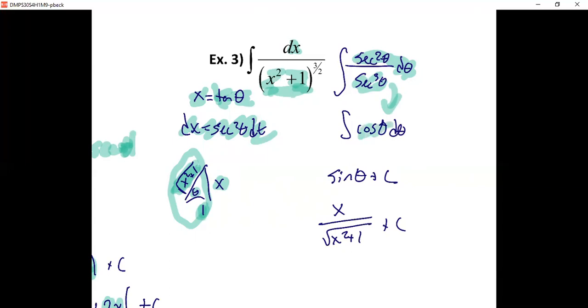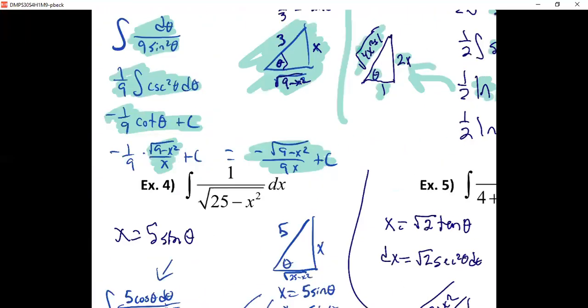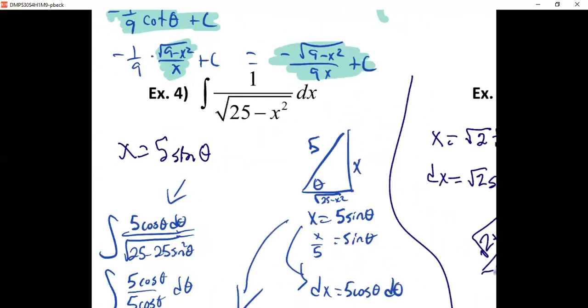Anyway, long story short, secant squared over secant cubed is 1 over secant, which is cosine of theta, which integrates into the sine, which then we go back to our triangle and figure out what is the sine of theta, and then we come back and say it is that x over the square root of x squared plus 1, plus c.